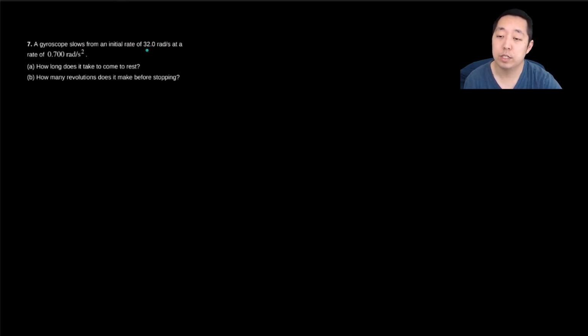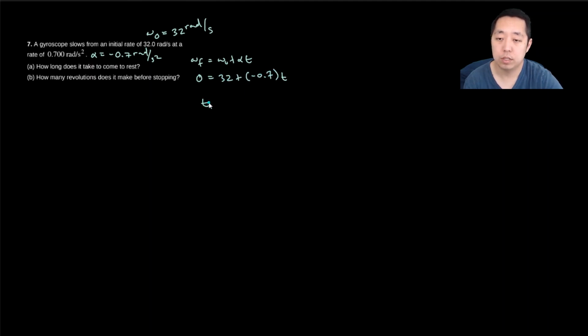A gyroscope slows from its initial rate of 32 radians per second at a rate of 0.7 radians per second squared. So this is the initial angular velocity, and the acceleration is negative 0.7 radians per second squared because it's slowing down. How long does it take to come to rest? Well, you could look at this equation: omega final is omega naught plus alpha t, and I want to know when I come to rest. So t is going to be 32 divided by 0.7. That's 45.7 seconds.